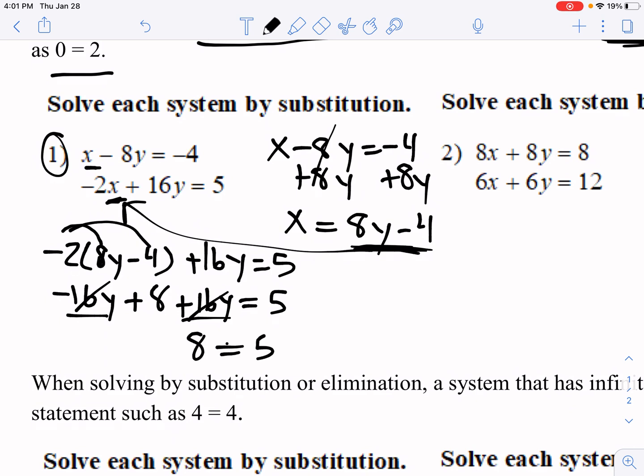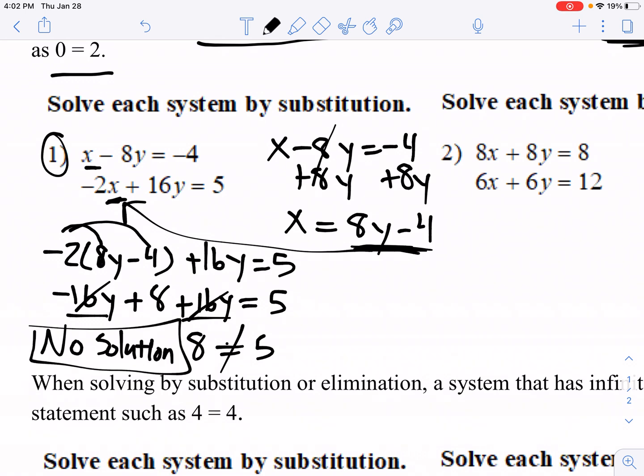Now, is that a true statement? Can 8 equal 5? No, that's a false statement, okay? So when we get a false statement, that would be no solution. That would be no solution, okay? So for that example, number 1, we'd have no solution, okay?